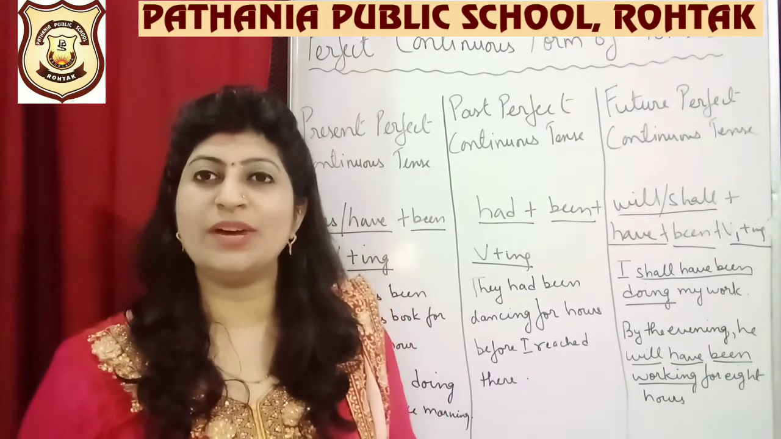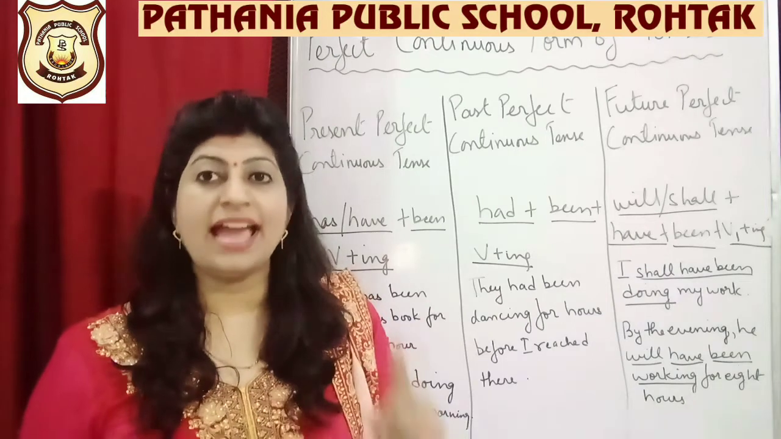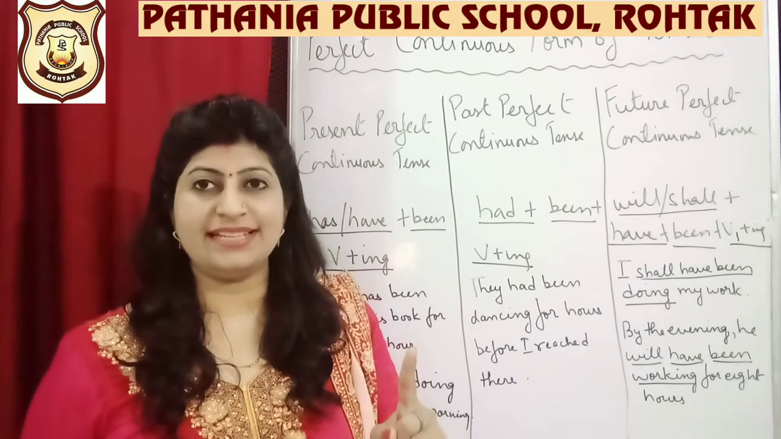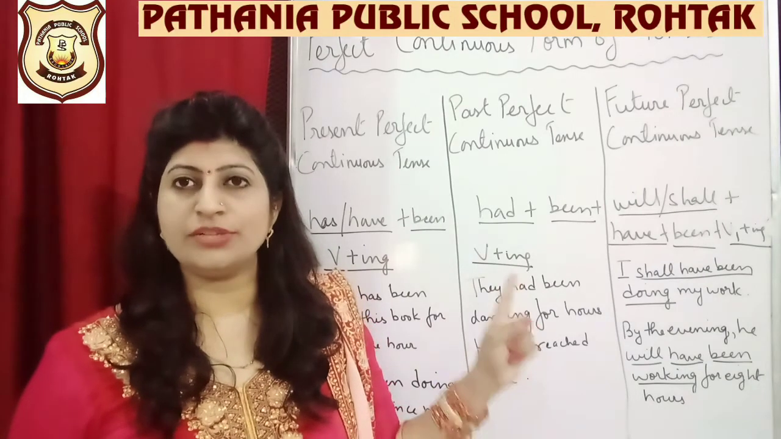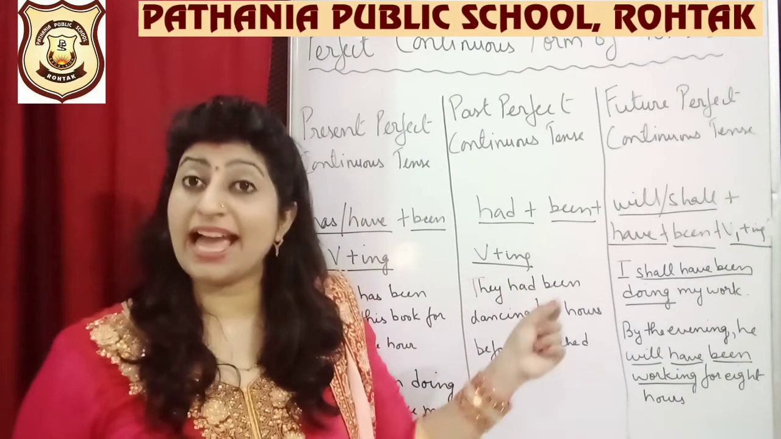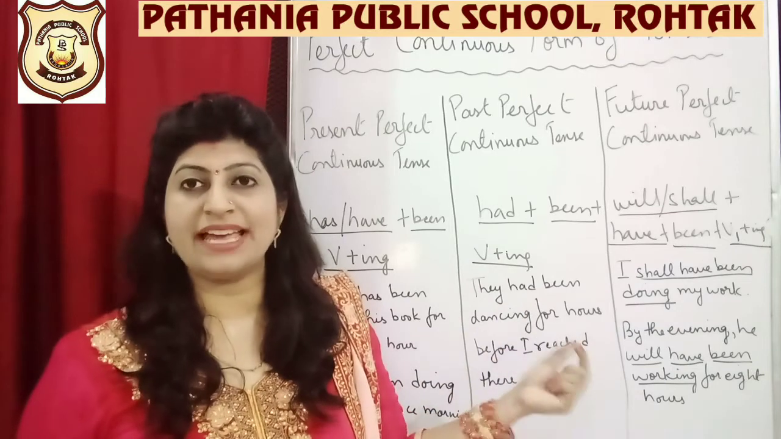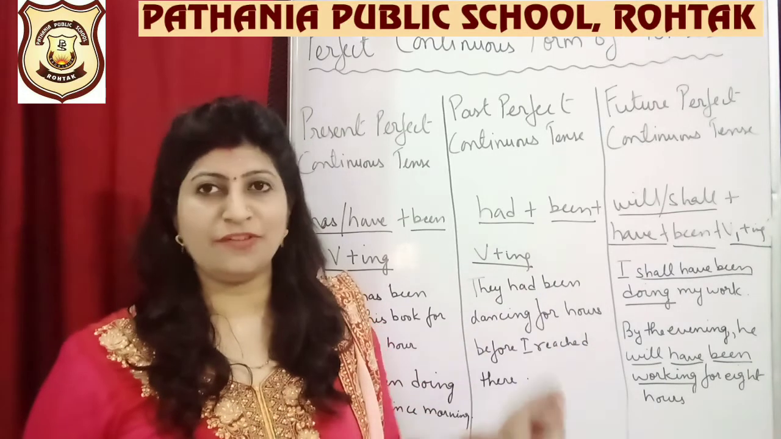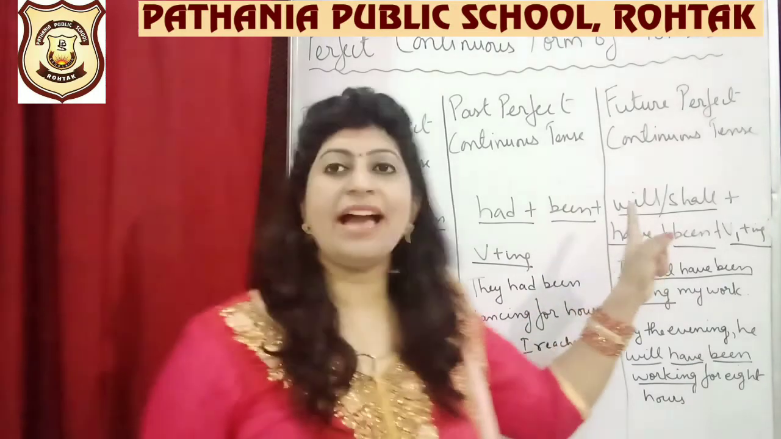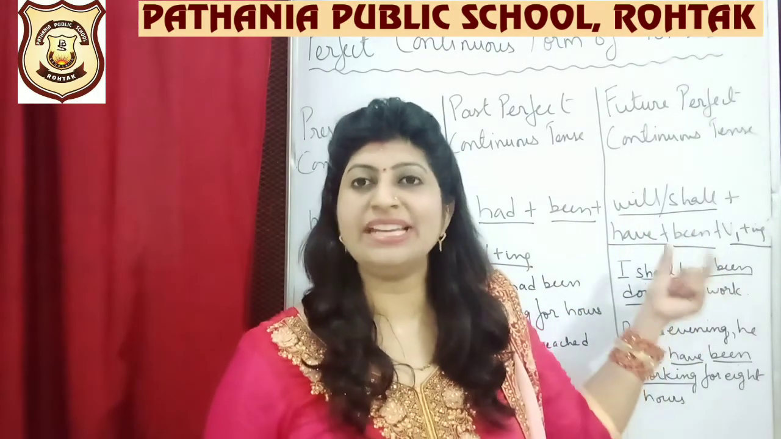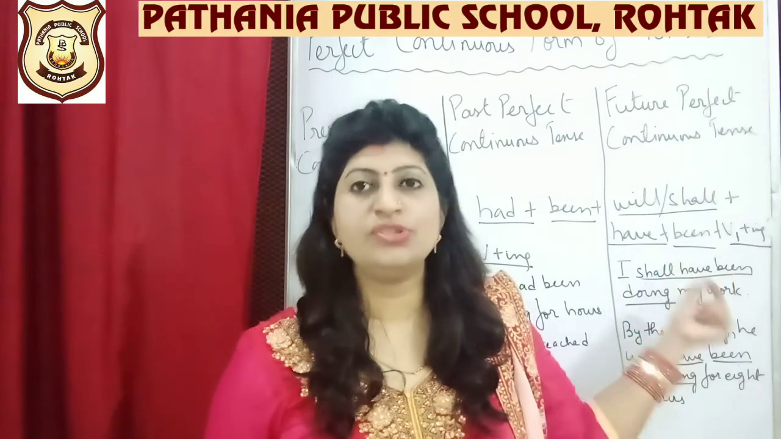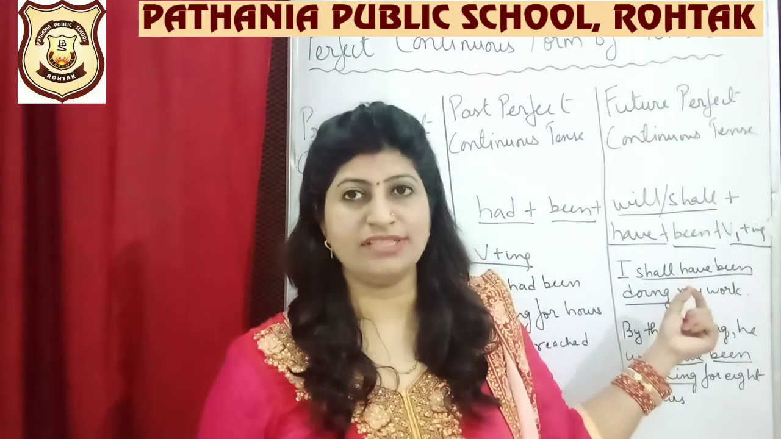If it has words like has, have, then it is present perfect continuous. If it has words like had and you have V plus ing, it is past perfect continuous. When you have words like will, shall, have and V plus ing, it is your future perfect continuous.